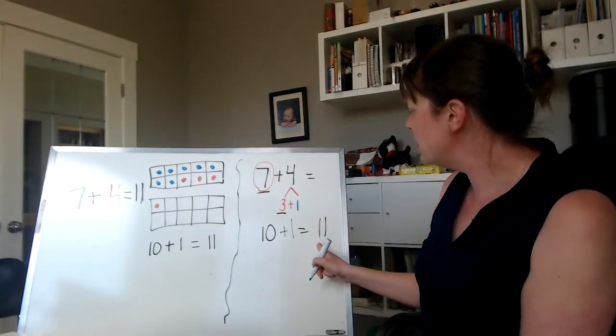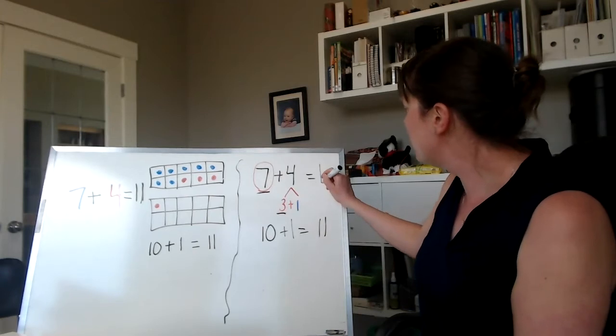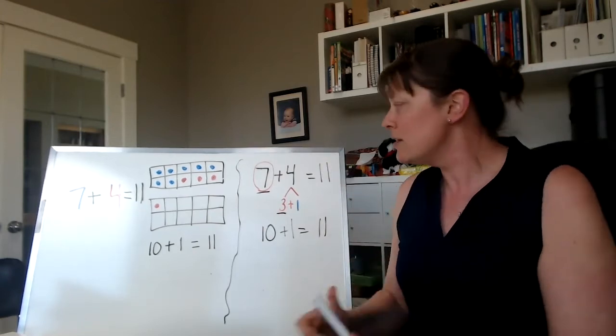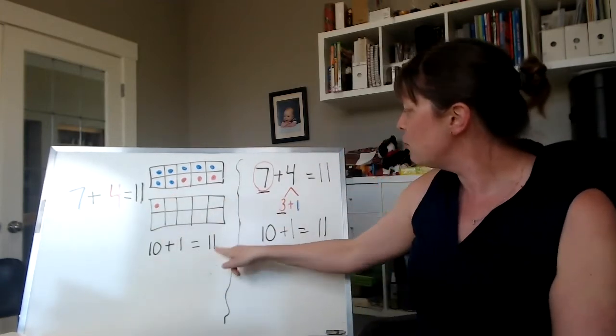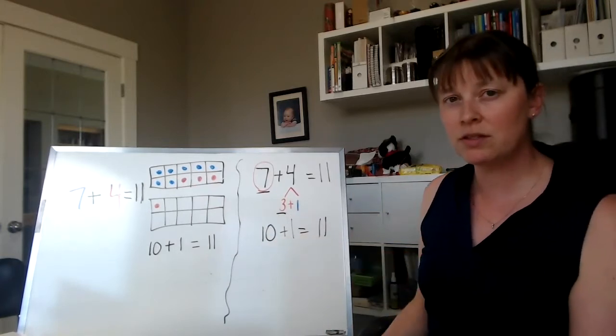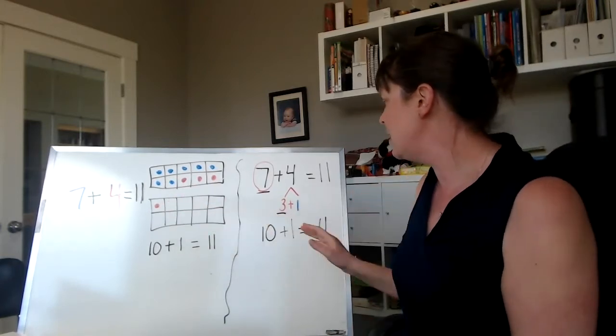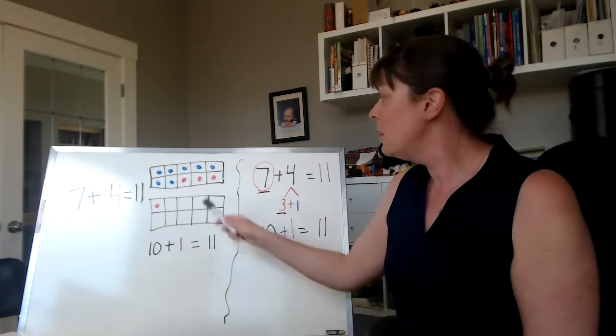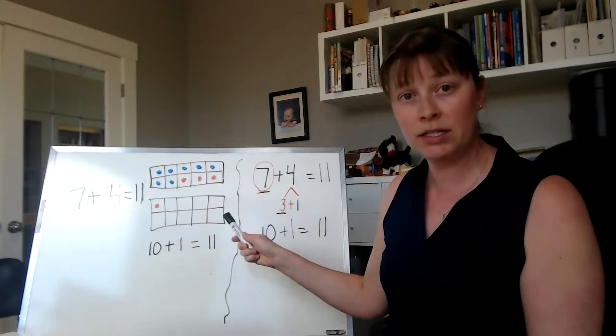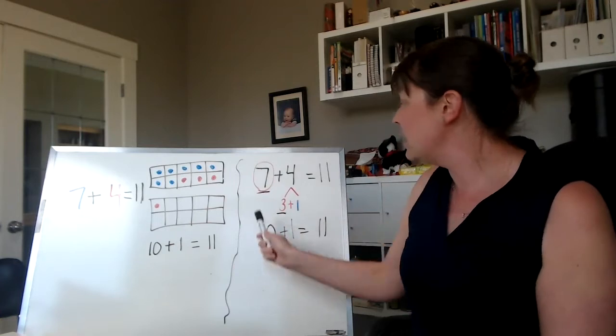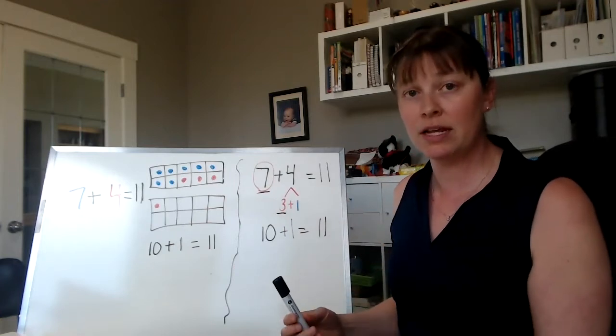So if 10 plus 1 is 11, 7 plus 4 is also 11. See how it's the same thing? We ended up with the same number sentence or the same equation. We just did it in 2 different ways. This way uses a picture to help you, and this way just uses numbers instead of a picture.